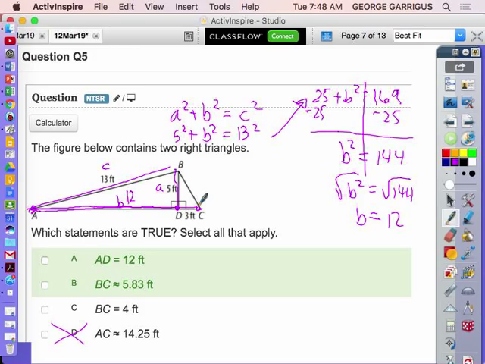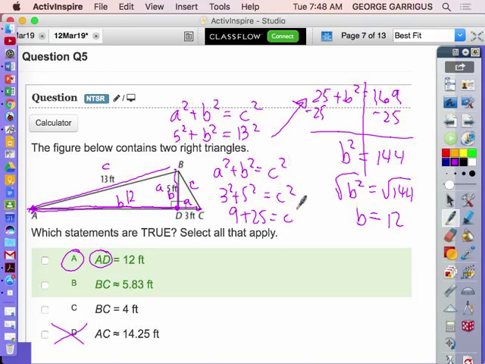But we do see that AD right here is 12. We just found that, so that's true. Now we have to find BC to see if this is true or not. So we do call that A, B, and C. And we'll go A squared plus B squared equals C squared. 3 squared plus 5 squared equals C squared. 9 plus 25 equals C squared. 34 equals C squared. Take the square root of 34. And C is going to equal 5.83. So you can see B is also true.